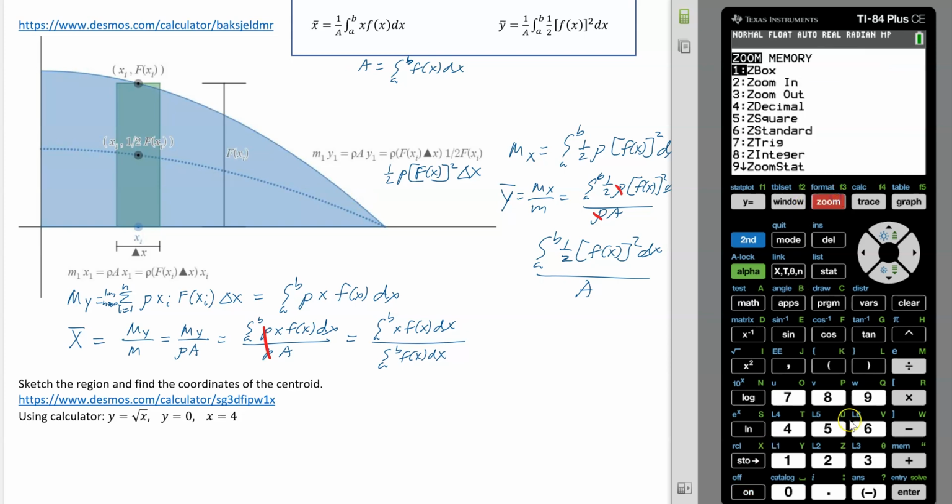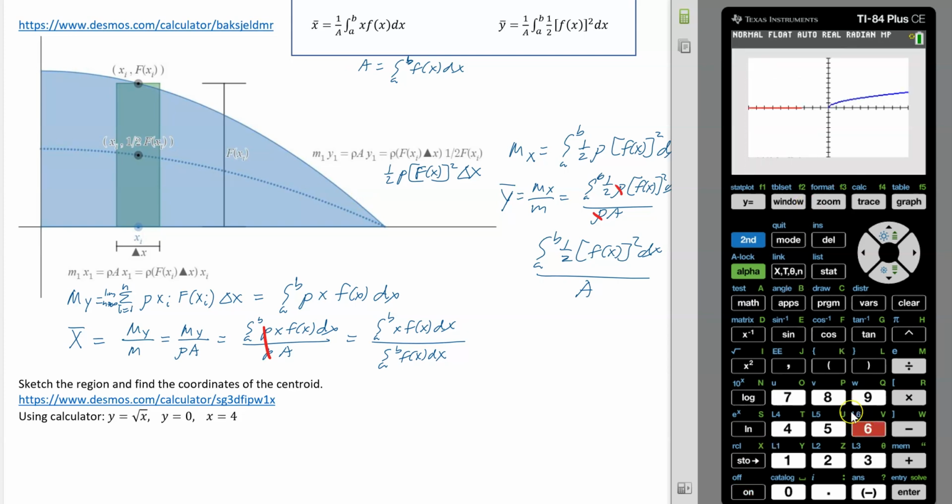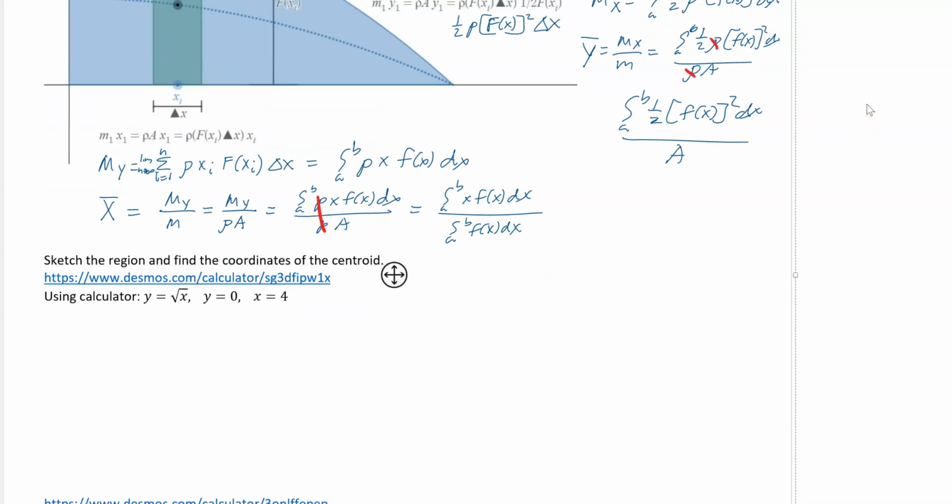And then we're going to go back and hit zoom 6, which is our standard. I got zoom 0 on my mind, which is fitting it. So we're going from 0 to 4. So you can see our region right there. That's the region we want. So that's what we're going to sketch.